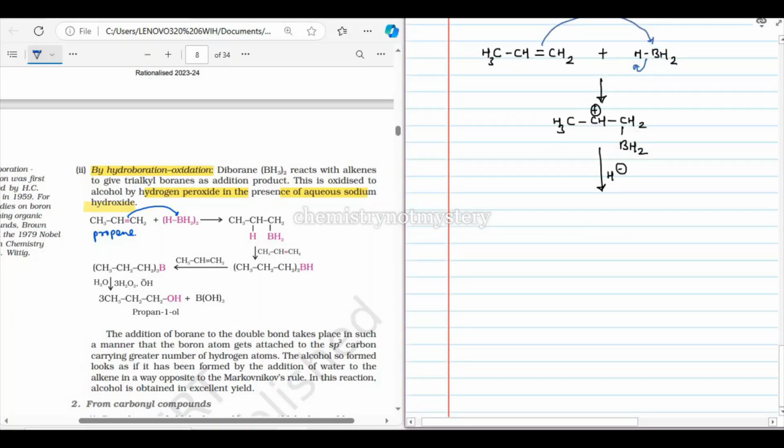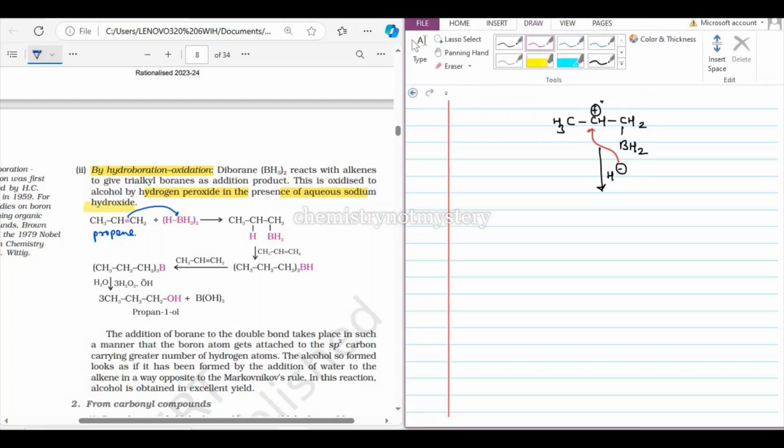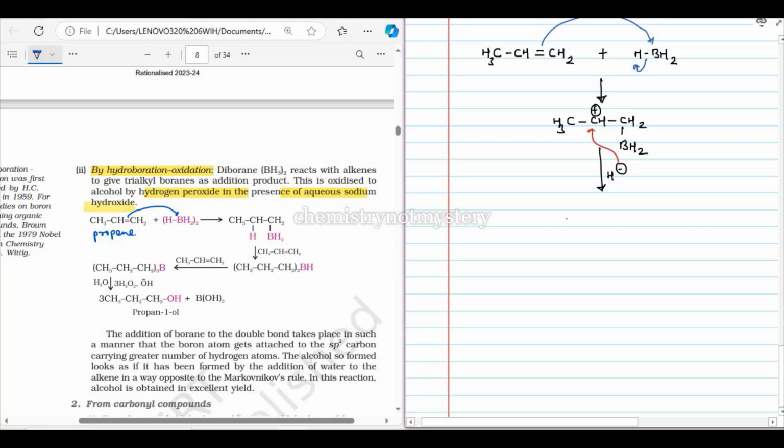Now H negative ion will get attached to the formed carbocation, and here you will get CH3 CH2 CH2, and it is bonded to BH2. Now this is monoalkyl borane.